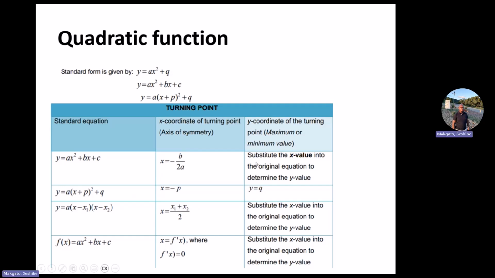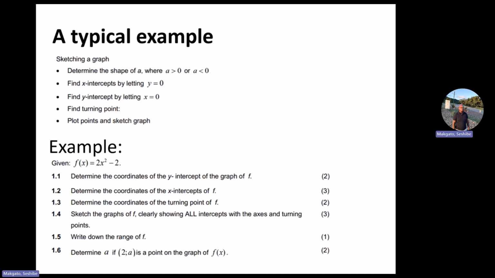And then your intercept in this case, substitute the x value into this. That becomes 0, then that will be equal to 2 minus 2. Then the first question is to determine the coordinates of the y-intercept of the graph of f. To determine the coordinates of y, you have to let x be 0. So once your x is 0, then y is equal to minus 2.